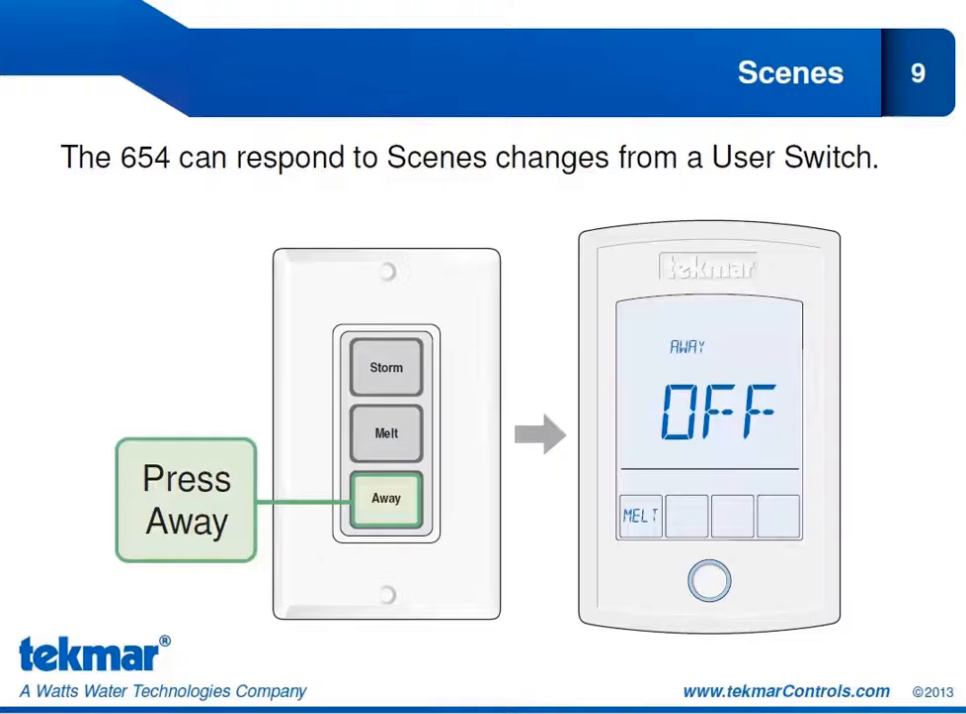So the similar operation will happen if you push the melt button. It will say melt instead of off. And if you push the storm button, it would say storm where off is written here as well. Now this is great for a single zone. What if I have a multi-zone system? How would each of those zones respond to a user switch? Would I need multiple user switches?